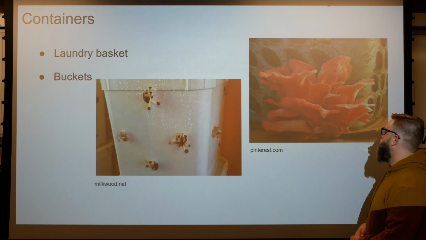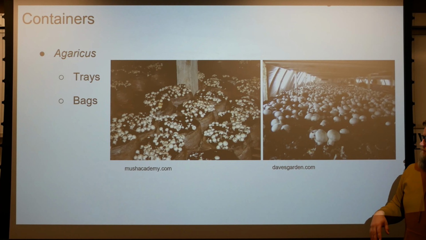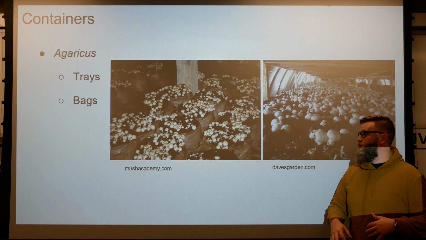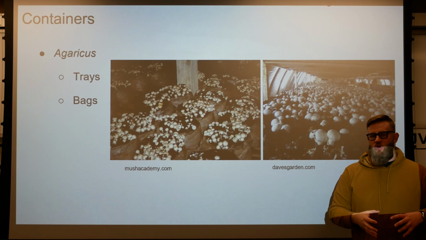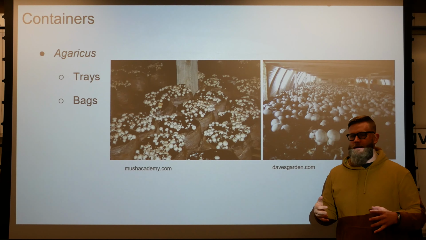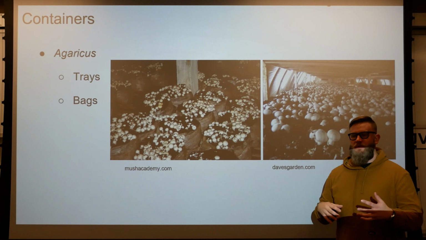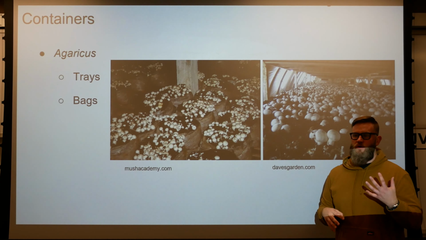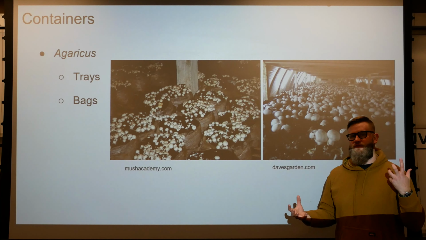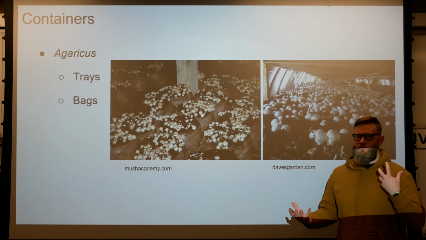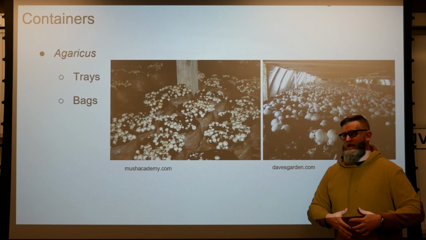Here's some buckets. This is off of a laundry basket. Now for agaricus and those field mushrooms, you're looking at typically trays or bags or something shallow that has, and we'll talk about the substrate in a little bit, but the substrates for these are going to be some type of manure. In large commercial operations, it's very often chicken litter, sometimes beef manure, but very often it's chicken litter because of how prevalent that is.